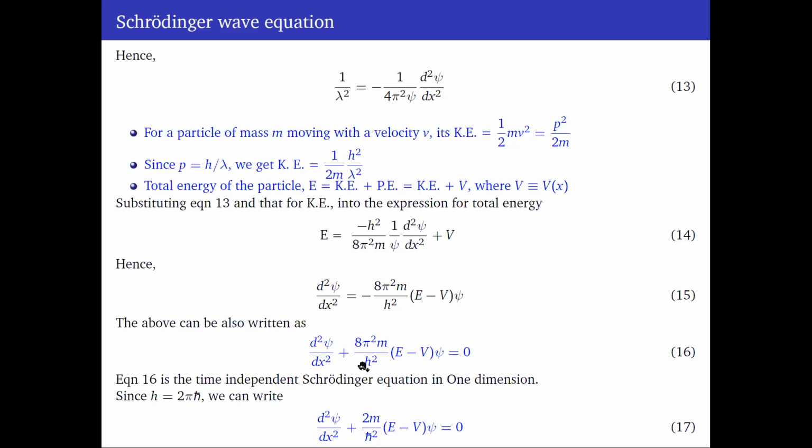Now h, the Planck's constant, can be given as 2 pi into h cross. We usually write it as h with a horizontal bar, but pronounced as h cross. So if I substitute for h as 2 pi h cross, I can rewrite this entire equation as d square psi by dx square plus 2m by h cross square into E minus V into psi is equal to 0. These two equations are known as the Schrodinger equation in one dimension, which is time independent. Very important equation, and it has a wide variety of applications.